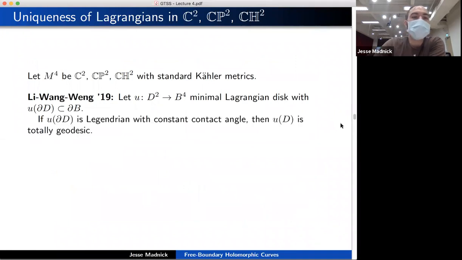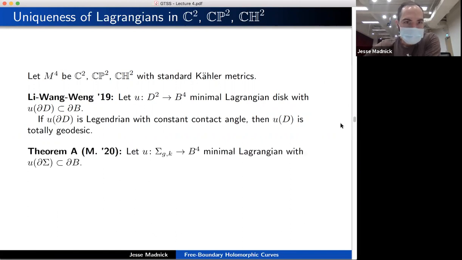So it turns out that the free boundary condition is stronger than this. So this is a more general boundary condition even. And they deduce that U of D is totally geodesic. Okay, so this is a very nice uniqueness result, I think.